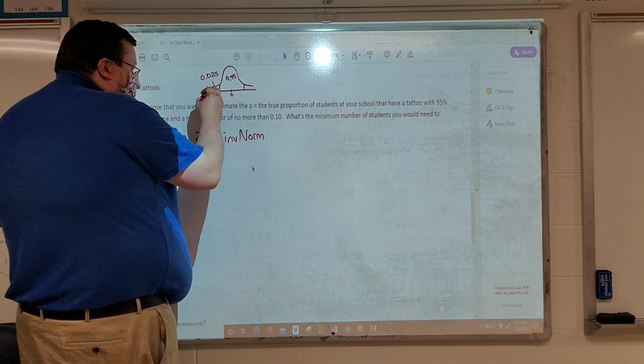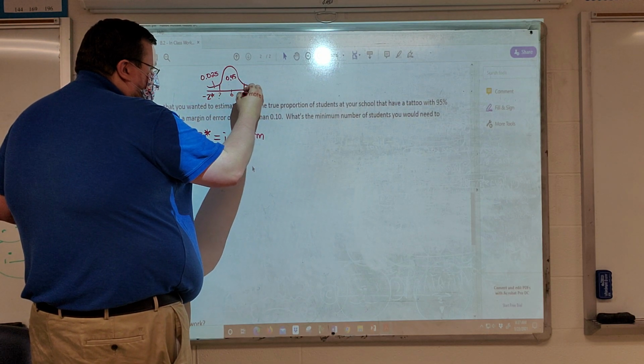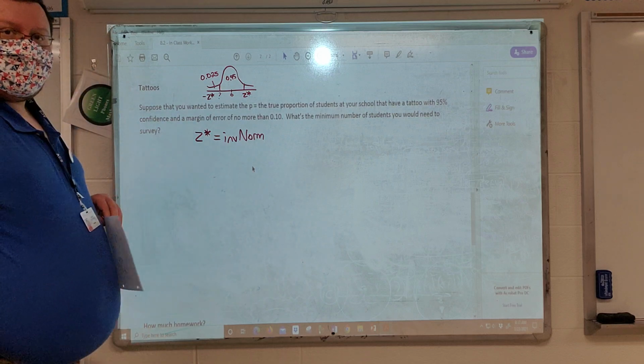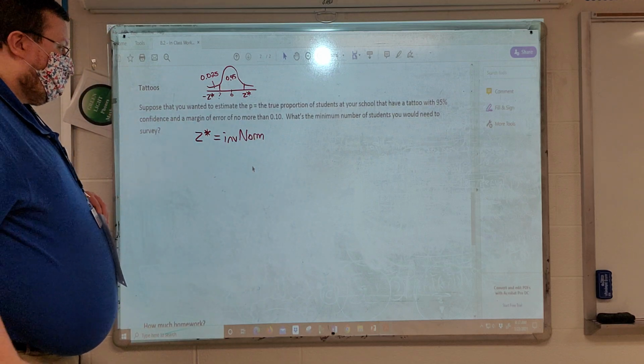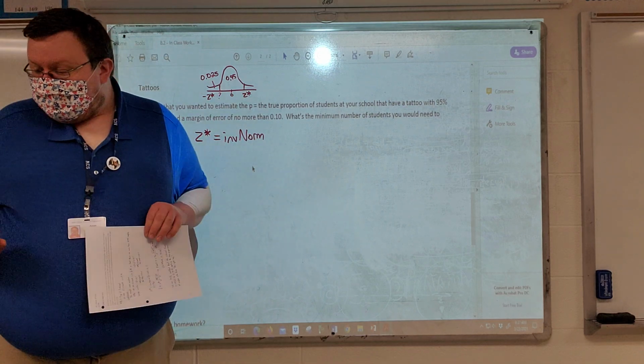This right here is technically negative Z star. So if we want Z star, it's just the positive, which is over there. Okay, so where do I find inverse norm on the calculator?